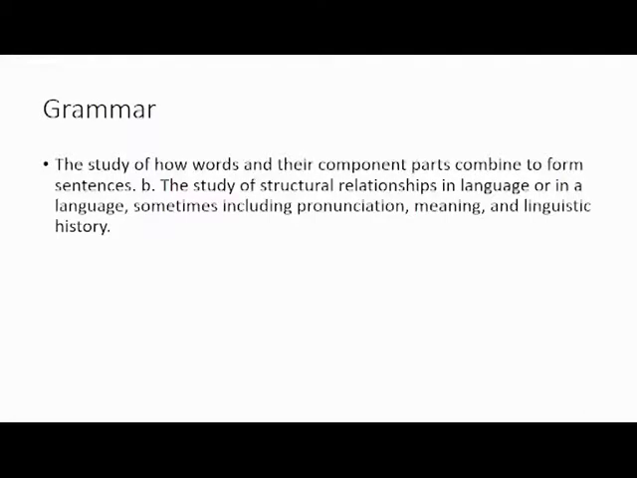The first thing we're going to look at is grammar. What is grammar? That is a question. Grammar is the study of how words and their component parts combine to form sentences. The study of structural relationships. Grammar is also the study of structural relationships in a language, sometimes including pronunciation, meaning, and linguistic history.